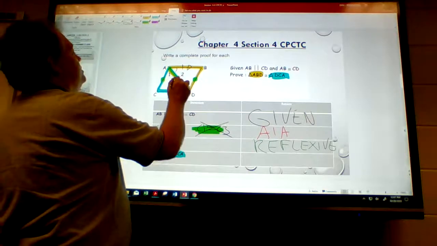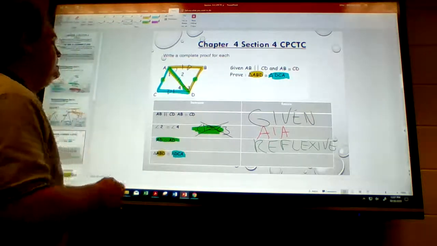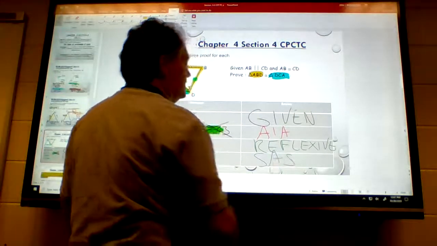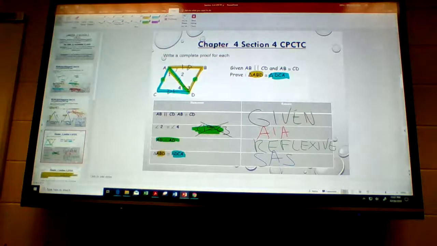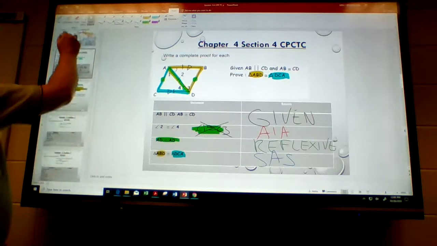And then I'm going to put a big two slashes to that. So why are these triangles congruent? That would be by side angle side. Side angle side is why those two triangles are congruent to one another. All right.